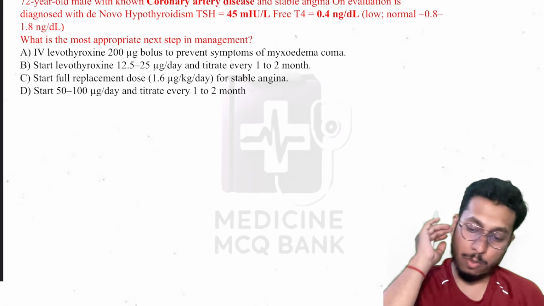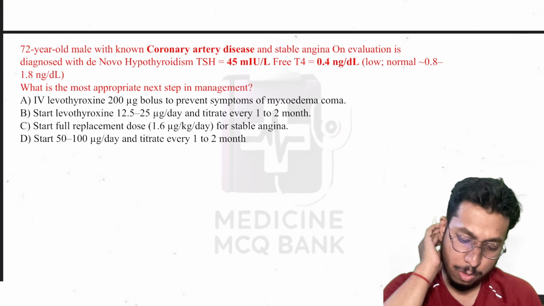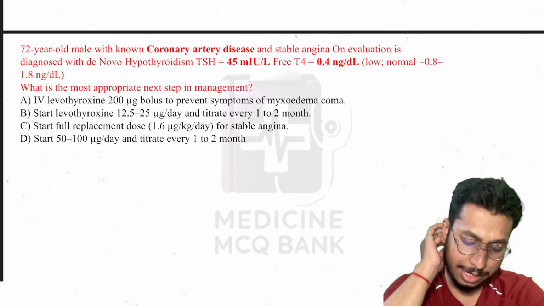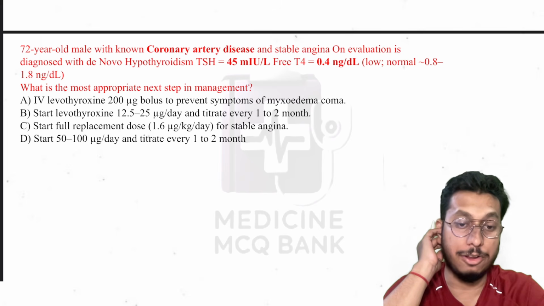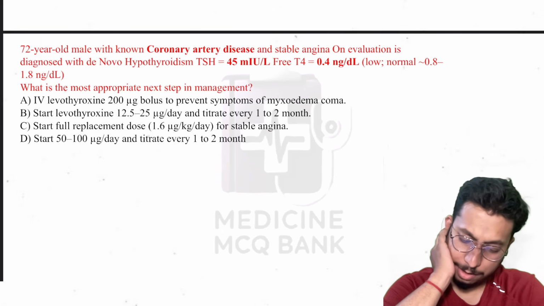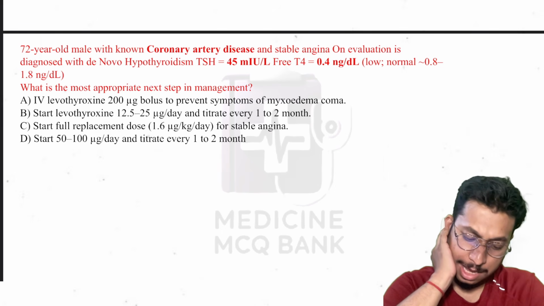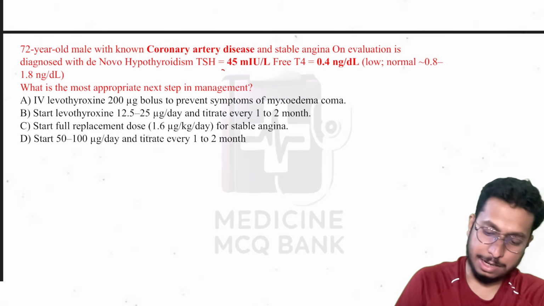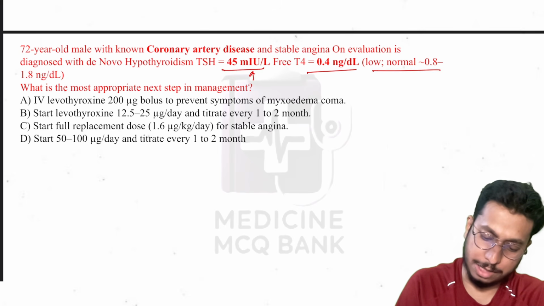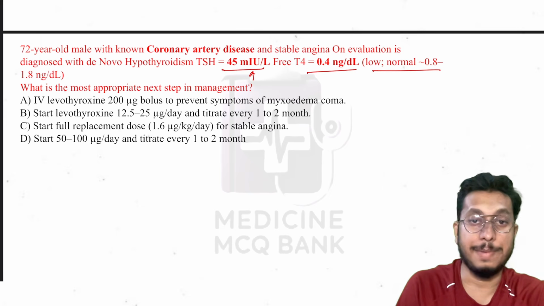Now coming to the next question. A 72-year-old male with known coronary artery disease and stable angina, on evaluation, is diagnosed with de novo hypothyroidism. All right. Here you can see TSH is 45, free T4 is low, TSH is also raised, so it is hypothyroidism. How are you going to manage this case? What is the most appropriate next step in management?